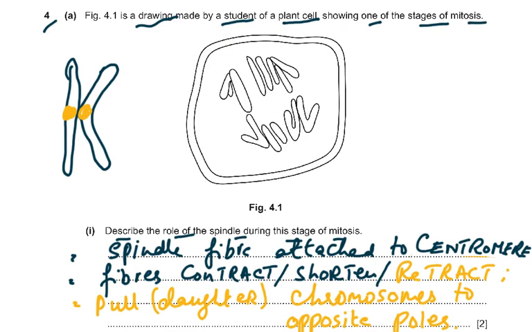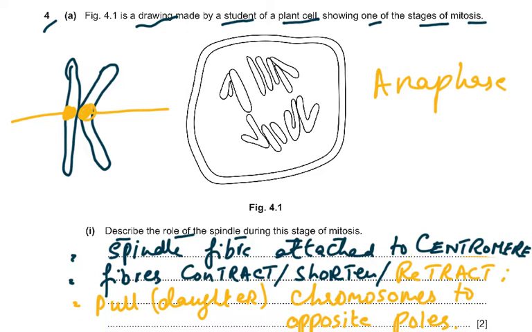Now, as you look at this question 4, that's a drawing made by a student of the plant cell. Now you can see they've separated, so this is apart, so it's anaphase. But they are not asking you about anaphase. They're saying describe the role of the spindle during this stage of mitosis. So spindle fibers attach to the centromere, and this thing is the centromere.